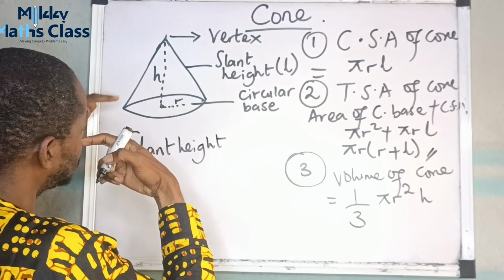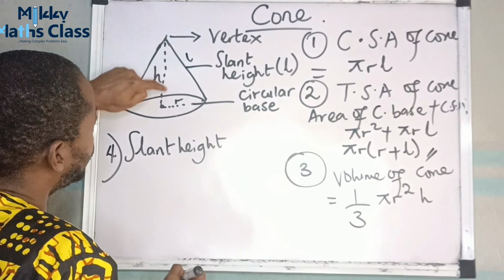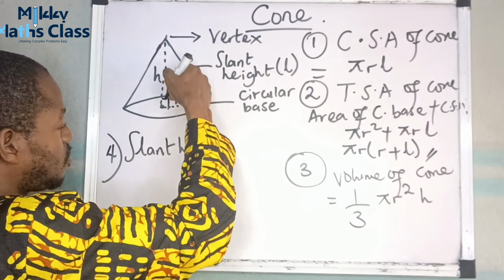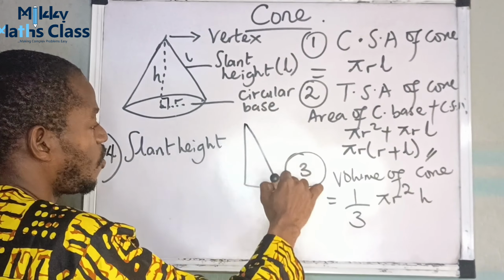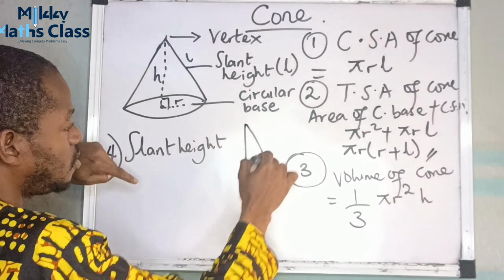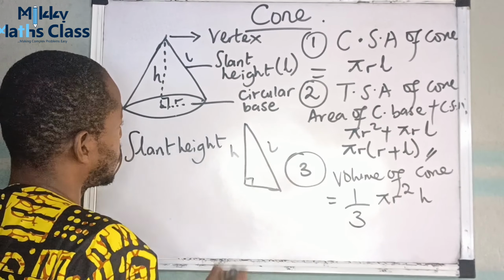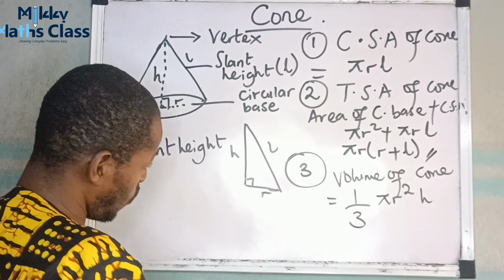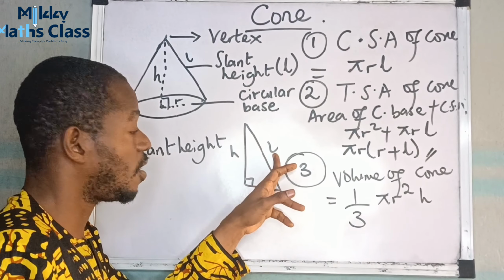Now look at this. This is the slant height L. This forms a right angle triangle. I can bring it out like this. This is the slant height L. This is the height here H. And this is the radius R. So from here, we can use Pythagoras theorem to find the slant height.